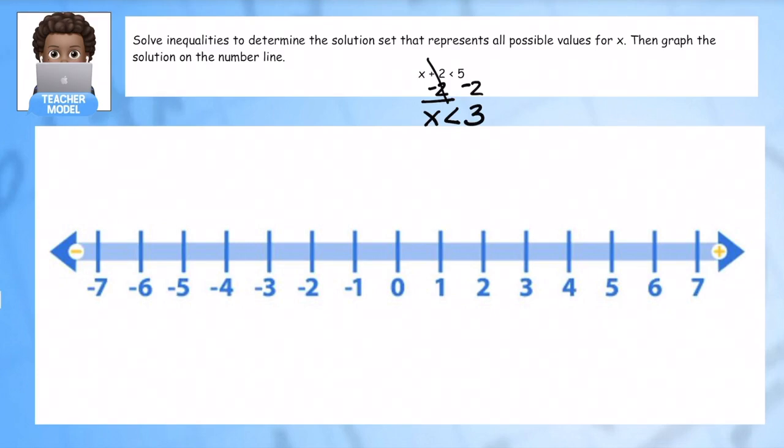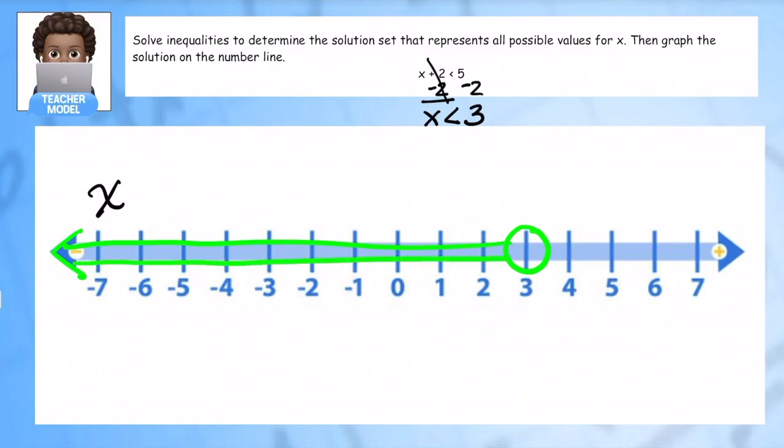So on my number line, I'm going to circle 3. And x are all the values to the left of 3. So all these numbers. Okay, so let's come up with a solution set. I'm going to use, as part of my solution set, 2.5, 0, and -5. Let's try those.